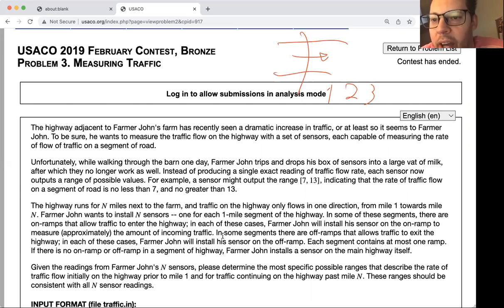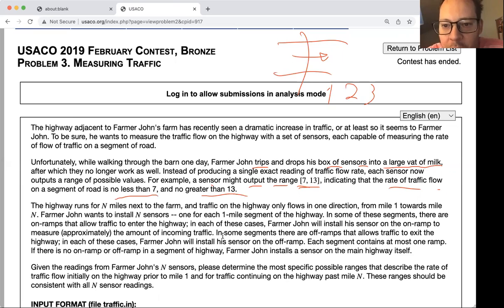Unfortunately, while walking through the barn one day, Farmer John trips and drops his box of sensors into a large vat of milk, after which they no longer work as well. Instead of producing a single exact reading of traffic flow rate, each sensor now outputs a range of possible values. For example, a sensor might output the range 7 to 13, indicating that the rate of traffic flow on a segment of road is no less than 7 and no greater than 13. So somewhere between 7 and 13, with 7 being the lowest, 13 being the highest, and anything in between being possible.